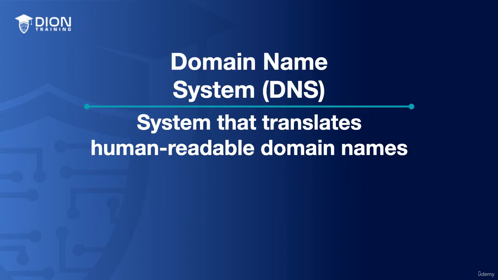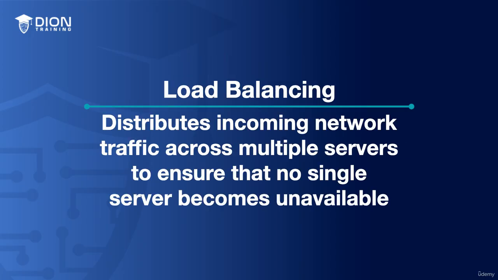Third, we have the domain name system known as DNS. DNS is a system that translates human-readable domain names, such as diontraining.com, into IP addresses, which are used by computers to identify each other on the internet. DNS acts like a phone book for the internet, making it possible for users to find websites and other resources using domain names.